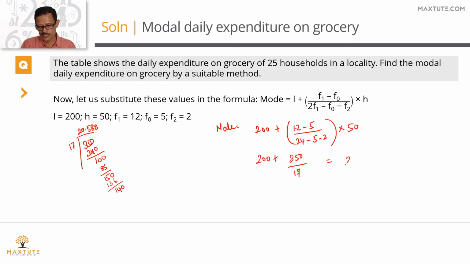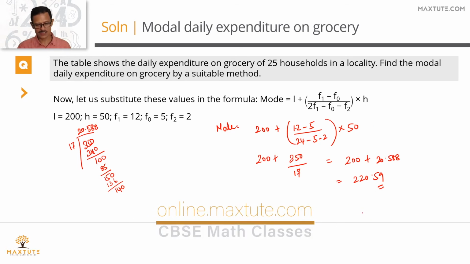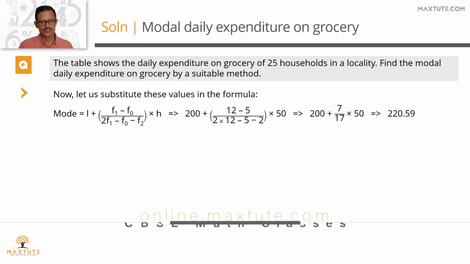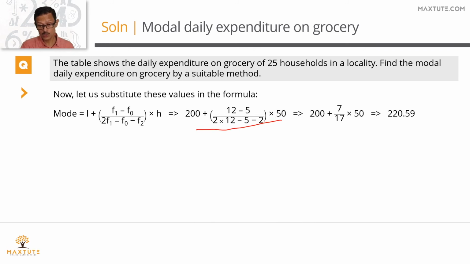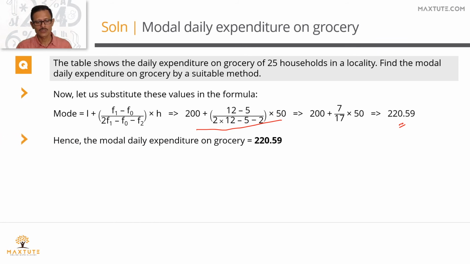So the mode is equal to 200 plus 20.588. If you round it off to 2 decimal places, it's going to be 220.59, right? So if you do this calculation, you get all 3 marks. But in case you're running out of time, even if you stop at the earlier stage, you're going to get 2.5 out of the 3 marks. Quickly summarize this last bit of calculation. So we have plugged in all the values. This alone would have given you another half a mark. Getting to this would have given you all 3 marks. So the modal expenditure for this locality is 220.59 rupees.